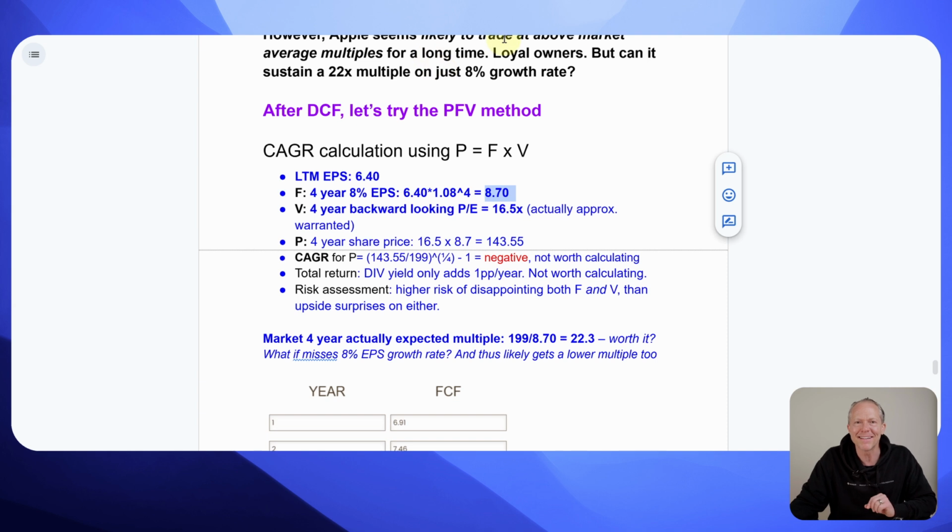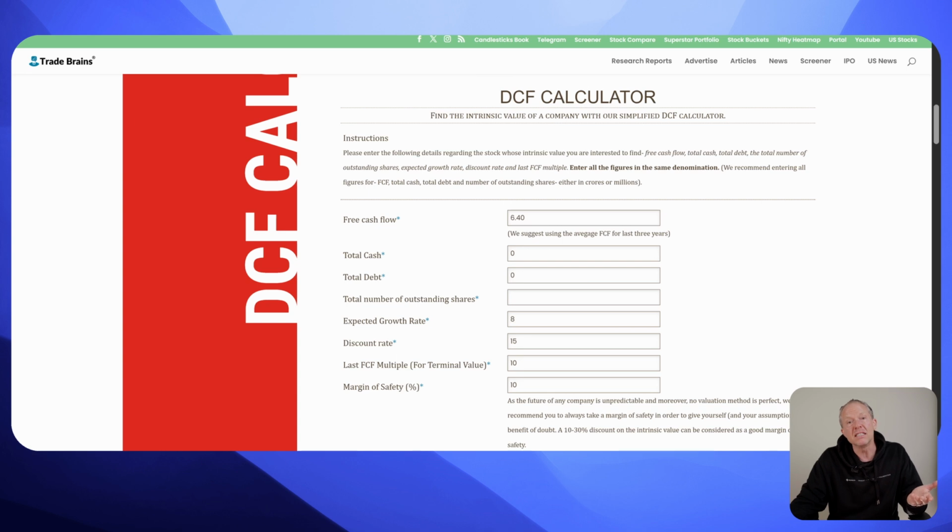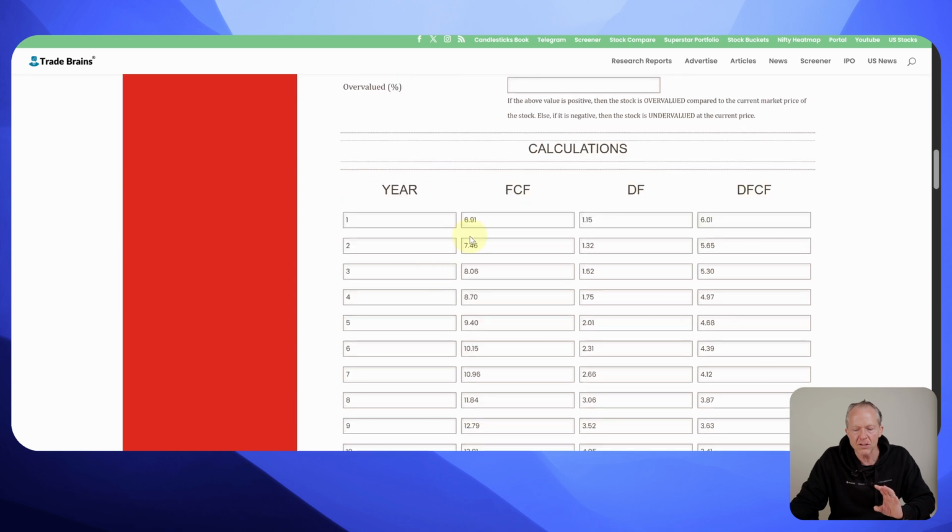And here's a pretty easy way you can calculate that. You simply use the DCF calculator. You enter 6.40 as a free cash flow, and you enter the growth rate that you want to see, what that results in terms of a future EPS rate. And then you just check, because here in TradeBrains you have all the annual calculations, and you see that after 1 year of 8% growth rate that you inputted in the formula, it's at 6.91, and then 7.46, 8.06, and after 4 years it's at 8.70.